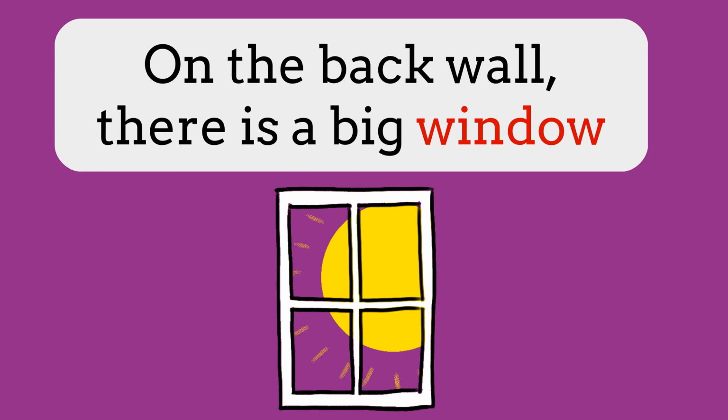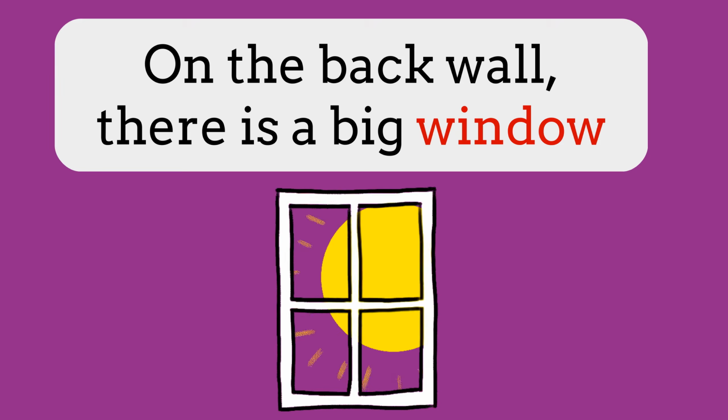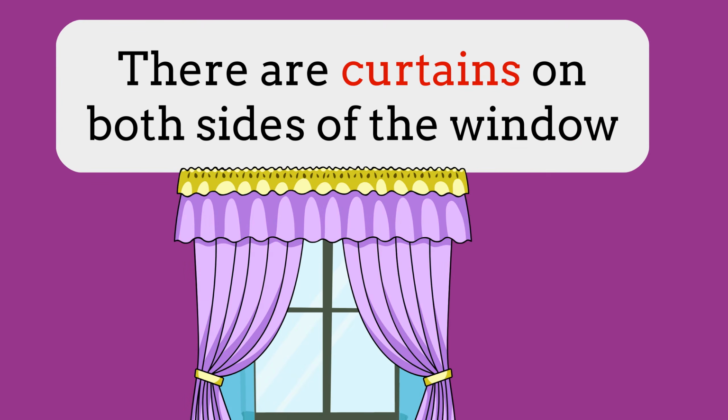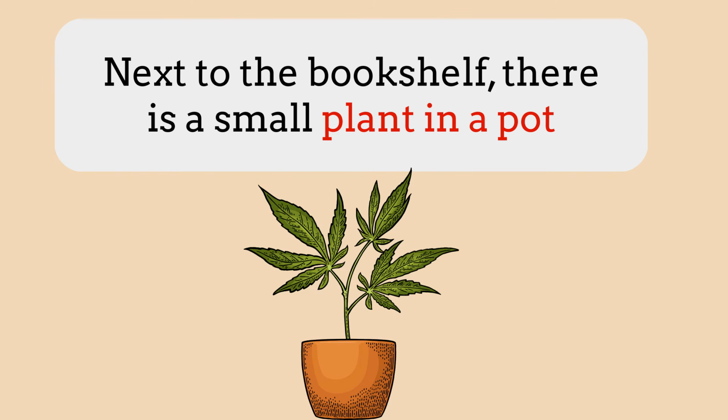On the back wall, there is a big window. There are curtains on both sides of the window. On the left side of the window, there is a bookshelf against the wall. Next to the bookshelf, there is a small plant in a pot.